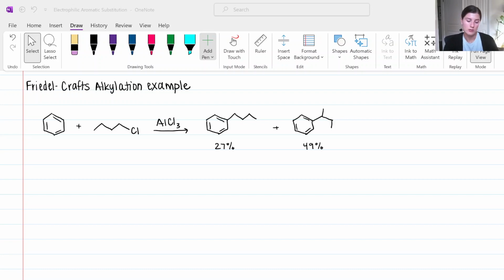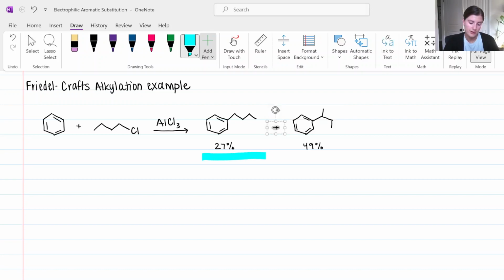And then we're told that this forms two products here. Two different alkyl benzenes. And one is in much higher concentration than the other. So let's say now we're asked to explain with a mechanism why this is observed, why this is the result of this reaction.